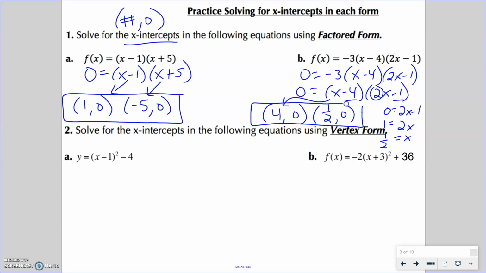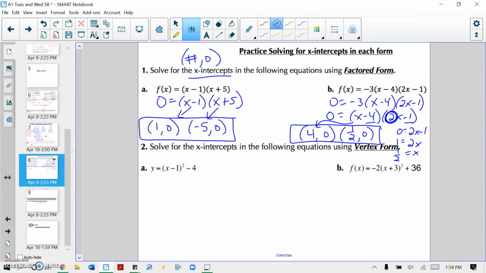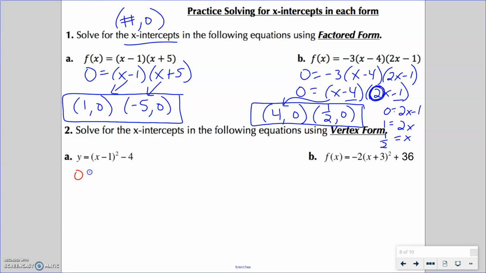So don't forget, when there's a number in that parenthesis, like that 2 right there, you've got to be a little careful. All right, let's look at number 2, solve in vertex form. So again, it's x-intercepts, so plug in 0 for y and solve. In vertex form, there's no trick. You just literally solve. So add 4 to both sides. Take the square root of both sides.